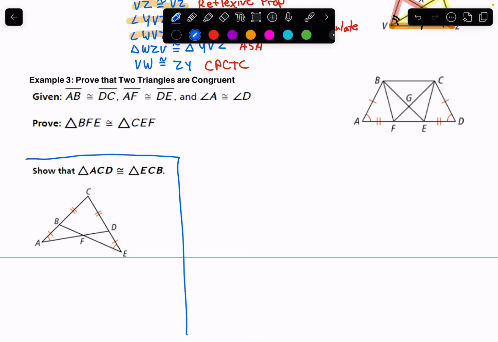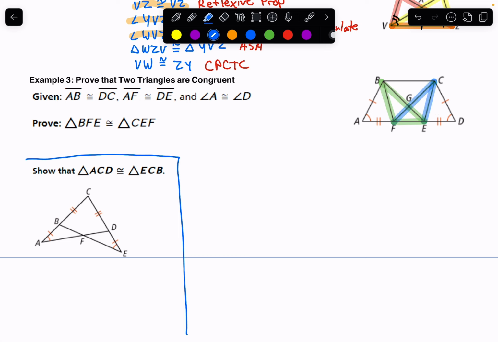There we go. So here I have a more complex diagram, but in this case, I've been given the triangles that I want to prove congruent. So that's kind of nice because I don't have to figure out which triangles I'm trying to prove to be congruent. I can just highlight the ones in the question. So I want to prove that triangle BFE, go ahead and highlight triangle BFE, is congruent to triangle CEF.